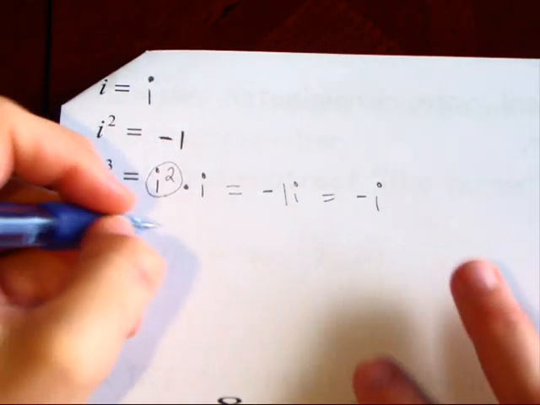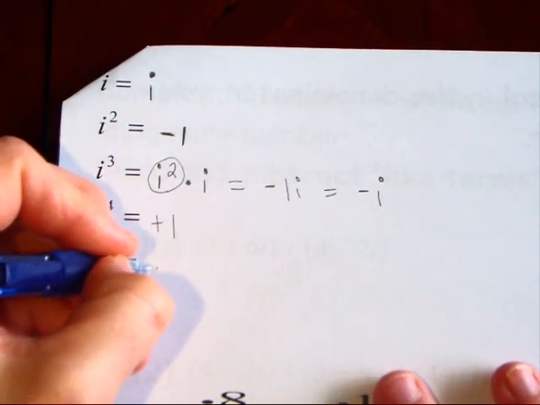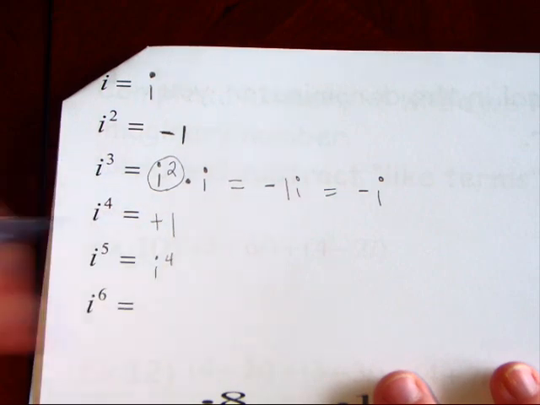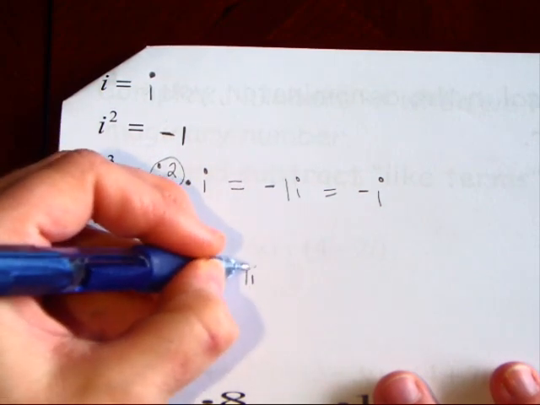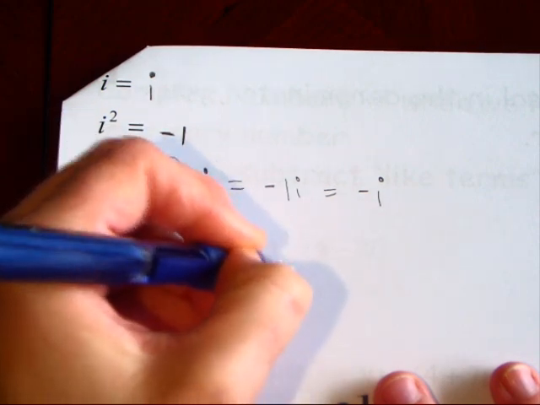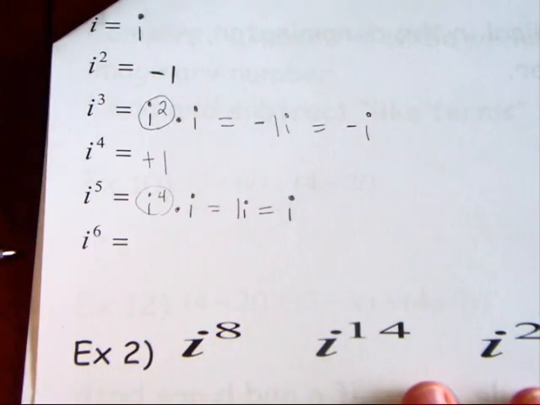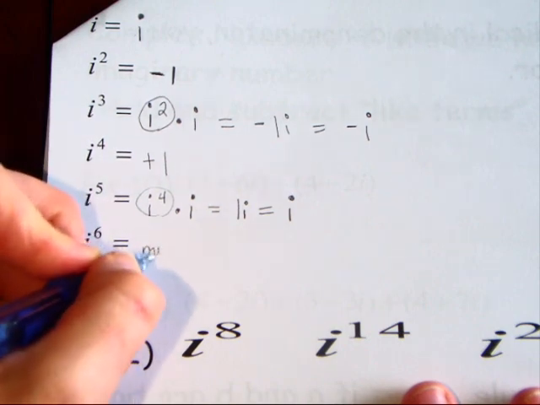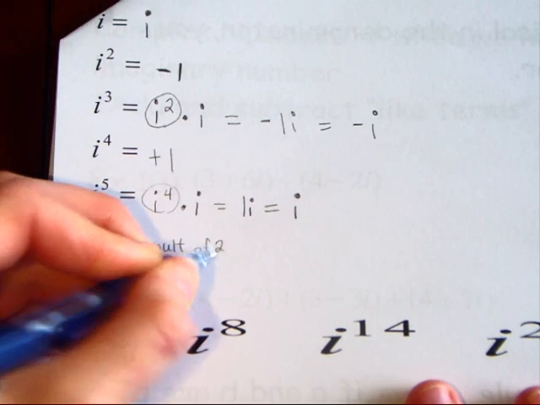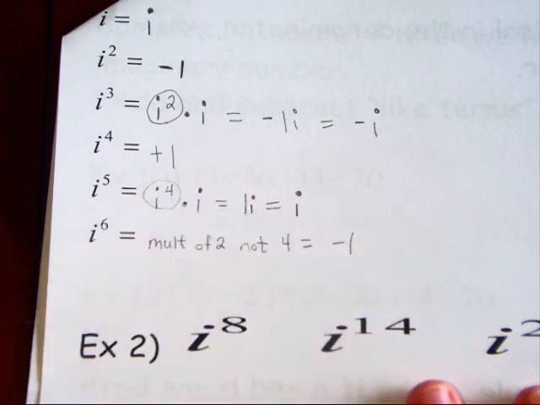Okay, let's do i to the fourth. i to the fourth I taught you already. It's a positive 1. Well, what's i to the fifth? I hope you understand i to the fifth is made up of i to the fourth times i. And since i to the fourth is just 1, and we still have the times i, that answer is just i. Let's try i to the sixth. Well, let's see. Let's break it down. It's a multiple of 2, okay, but not of 4. Therefore, the answer to that is negative 1.